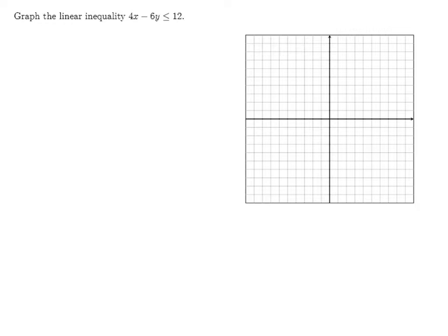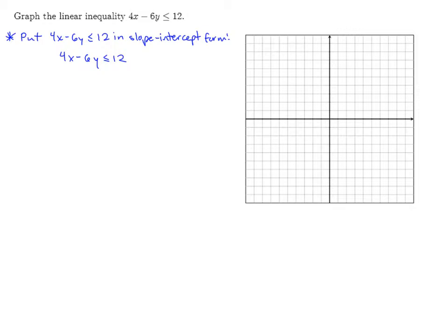So, first thing we're going to do is take this linear inequality, 4x minus 6y less than or equal to 12, and solve for y. So we'll put 4x minus 6y less than or equal to 12 in slope-intercept form. And again, we do that by solving for y. So we're going to take 4x minus 6y less than or equal to 12.